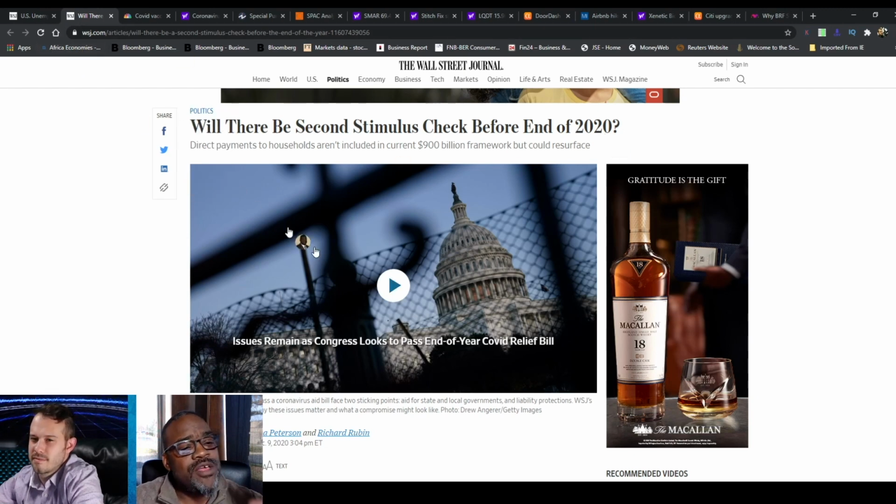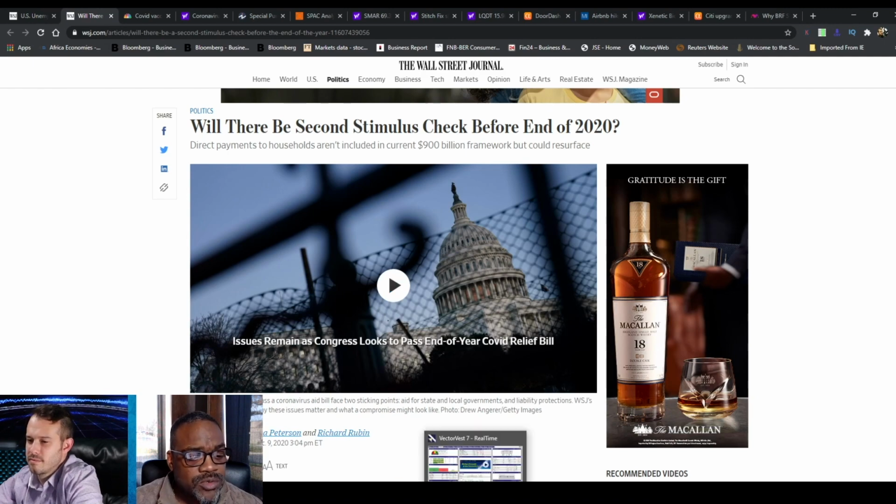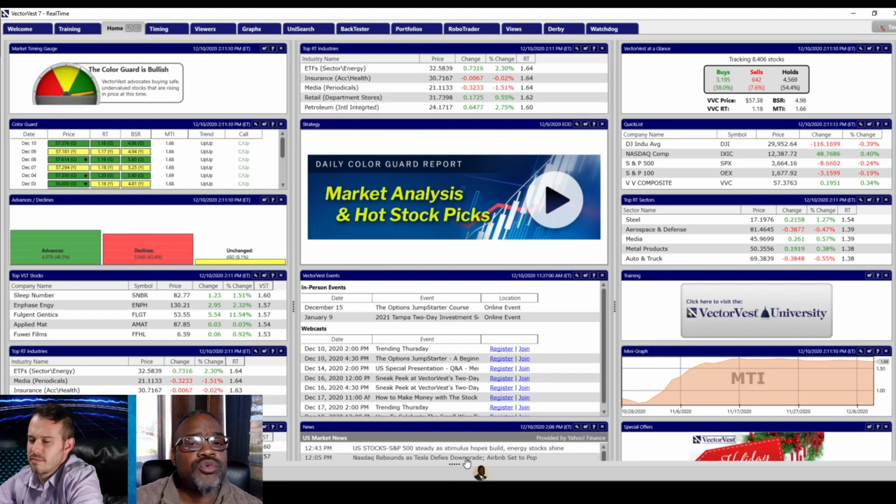All right, so those are the two stories that I have in regards to what's going on in the economy overall to tie into the market overview. And let's go check out the two symbols we use for tracking the market.